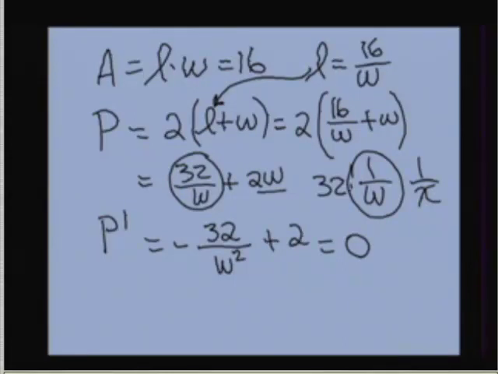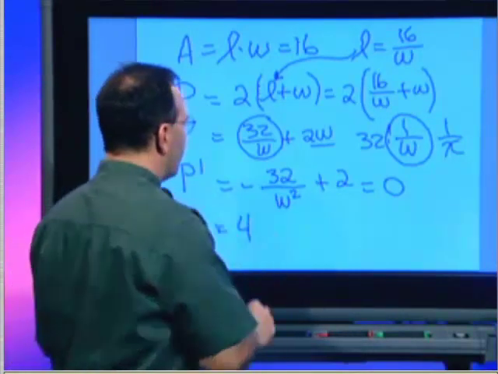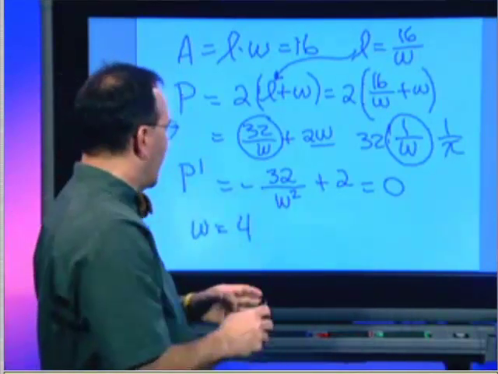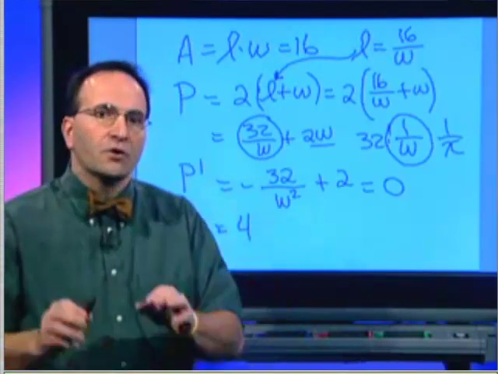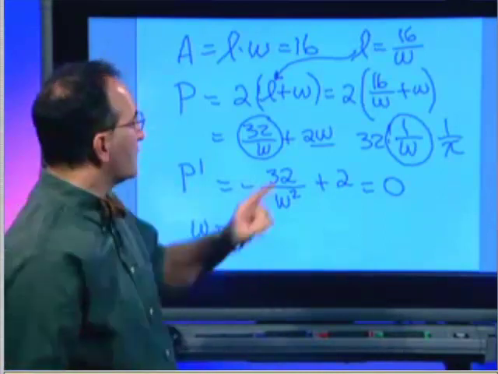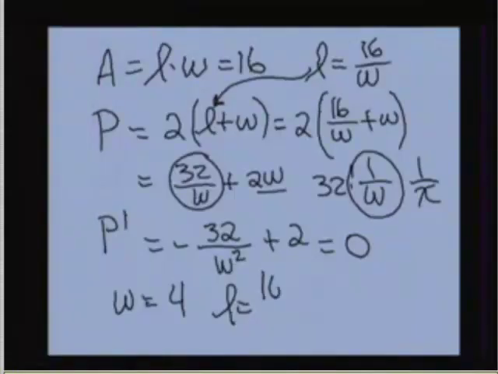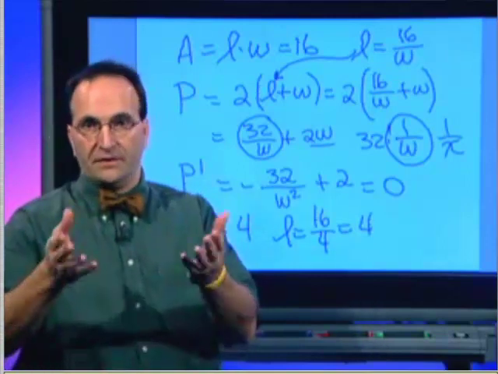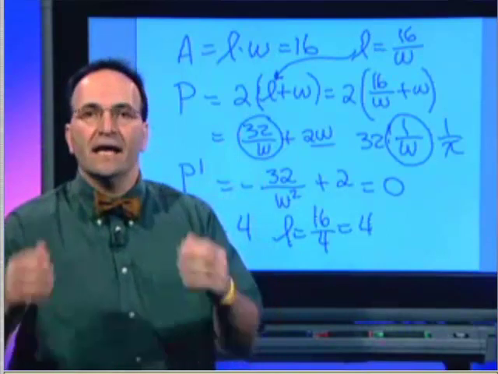When we work out the mathematics of this, we will get that W is equal to plus or minus 4, but of course we don't deal with the minus because you can't have a width of negative 4. So if W is 4, then we can calculate L, remember, because we said L is equal to 16 over W. So we get that L is equal to 4. Well, what that tells us is that the perimeter is 16, and it's really a 4 by 4 rectangle, i.e., it's a square.